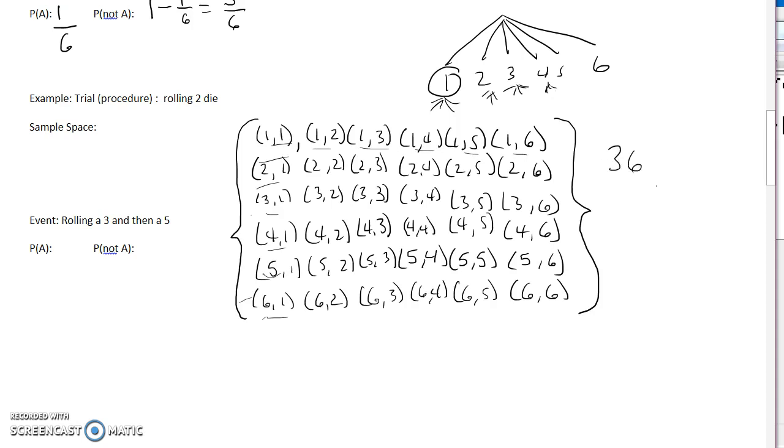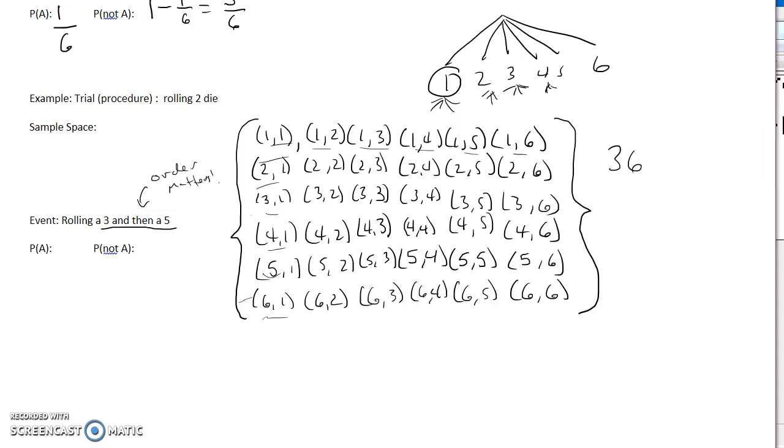You can go through and count them one by one, but that's a nice way to get, if you have a box like that, to find the number of items. All right, so the event is rolling a 3 and then a 5. This looks like order matters, right? So it doesn't say a 3 and a 5 in either order. It needs to be specific. This says 3 and then a 5.